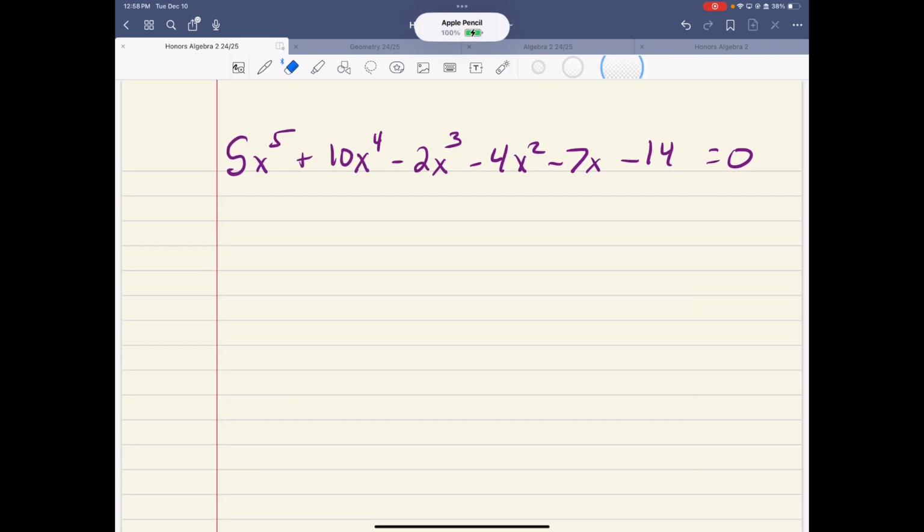Given this mess, I want you to find all the possible zeros. So you have to give me that list: plus and minus 1, plus and minus 2, plus and minus 7. You need to give me that list. Then you need to factor it completely, then find the zeros, and then sketch the graph. Work with the person beside you. Don't do it by yourselves. Work with the person beside you. I'll give you about 5 minutes.